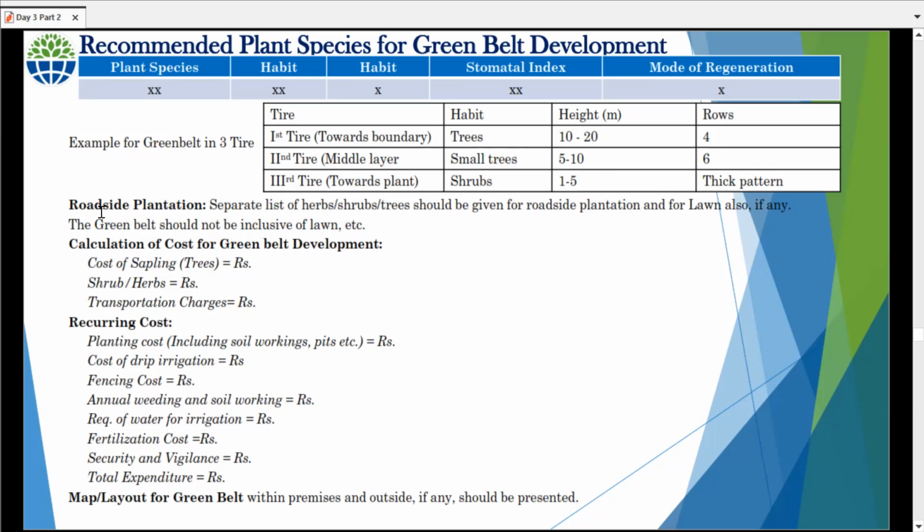For the roadside, there should be a separate list. For the admin building, a separate list should be there. And the calculation of the cost for the green belt, like cost of saplings, cost of trees, should be different. Shrubs should be different. Transportation charges should be different. This should be a capital cost. For the recurring cost, like plantation cost, drip irrigation, fencing, feeding cost, soil moisture work, water required for irrigation, fertilization cost, security and vigilance. All these things should come under the cost of green belt development.